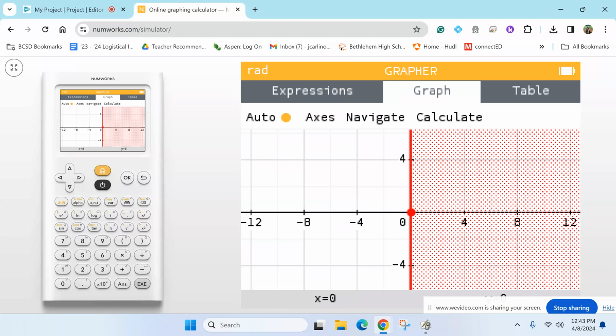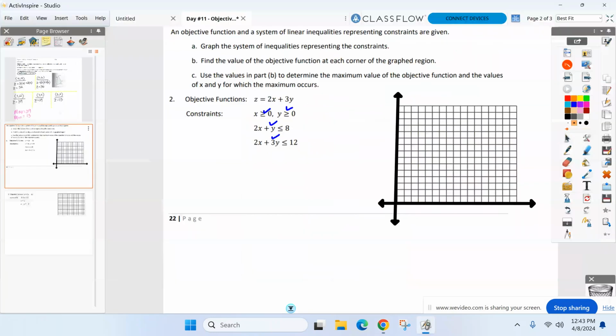You don't need to, right? We know because what are you going to end up shading? The whole darn thing. That's not going to tell us much. All right, so don't shade the whole thing. I wouldn't. You can if you want, if you got 4 distinct colors, sure. So this is X is greater than or equal to 0. I probably wouldn't shade the whole thing, but if you want, go ahead.